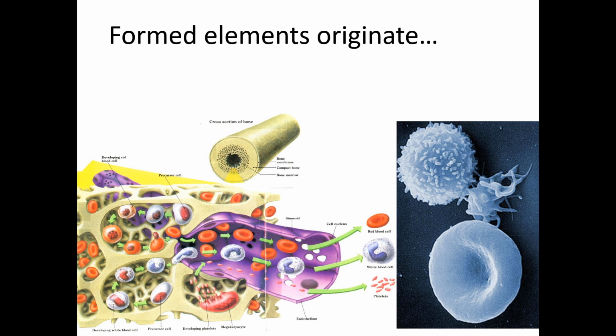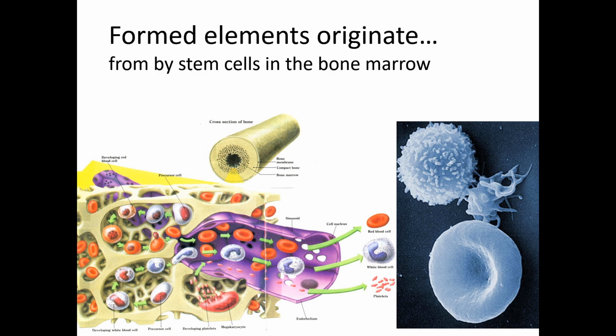So where do these formed elements come from? The red blood cells, white blood cells, and platelets. Well, they all start out inside our bones, actually. Inside our bones, we have bone marrow, this kind of fatty, spongy tissue. And they start out as stem cells.